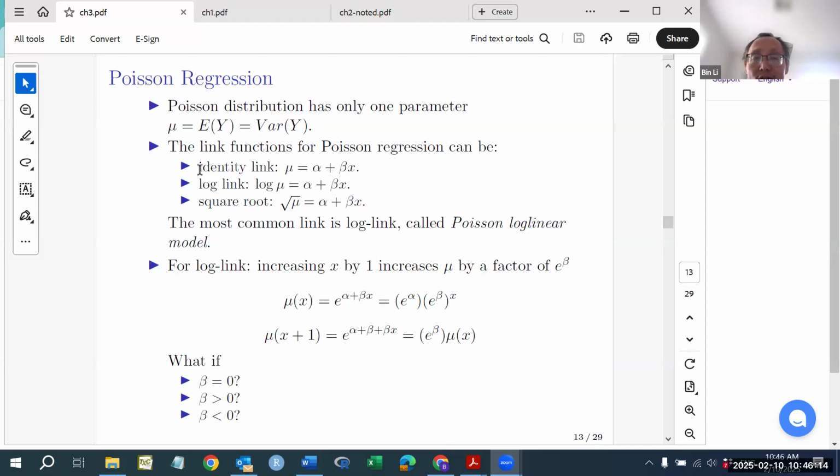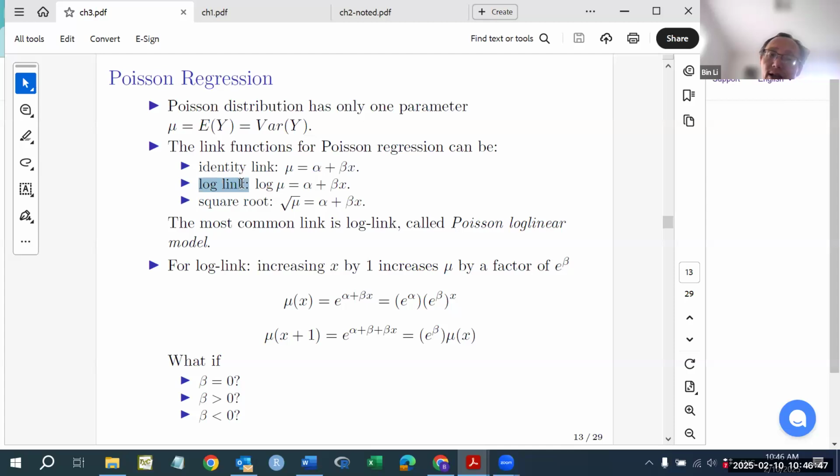So here we can have a few choices for the link functions. One is the identity link. Identity link means that we just model the mu directly through alpha plus beta x. So that's the identity link: directly model the expected counts using a linear function of x.